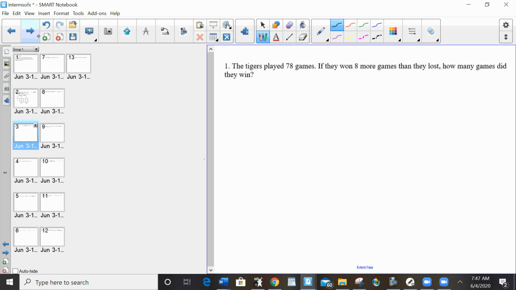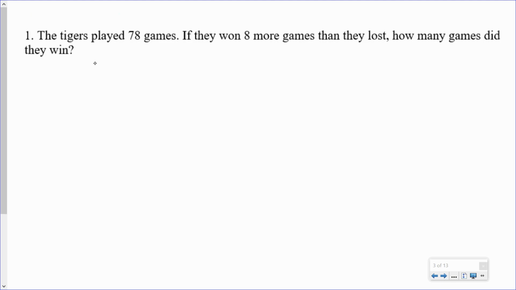The Tigers played 78 games. If they won 8 more games than they lost, how many games did they win? Whenever you see more than, less than, double, I need to call something x and express everything else in terms of x. So the very first thing I'm going to do is write the two things I'm comparing. We're talking about wins and losses, so I'm going to write W and L. We need to call one of them x. Whichever one comes last, we're going to call x. So losses, I'm going to call x.